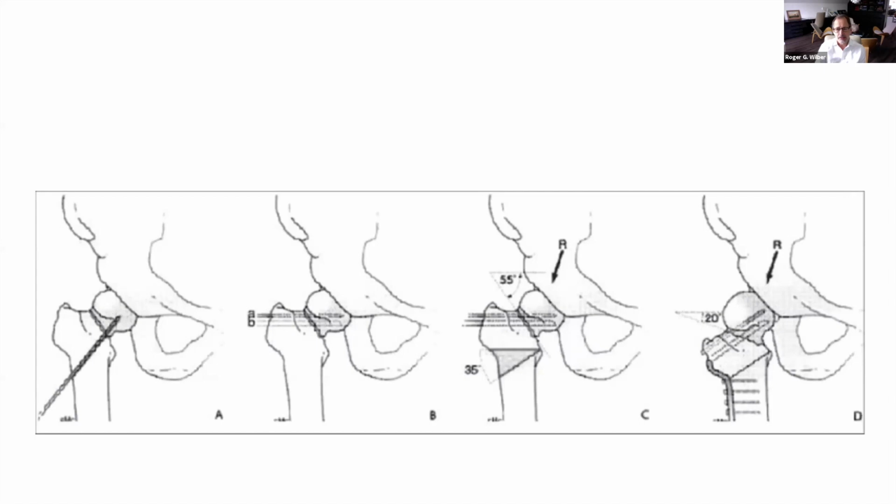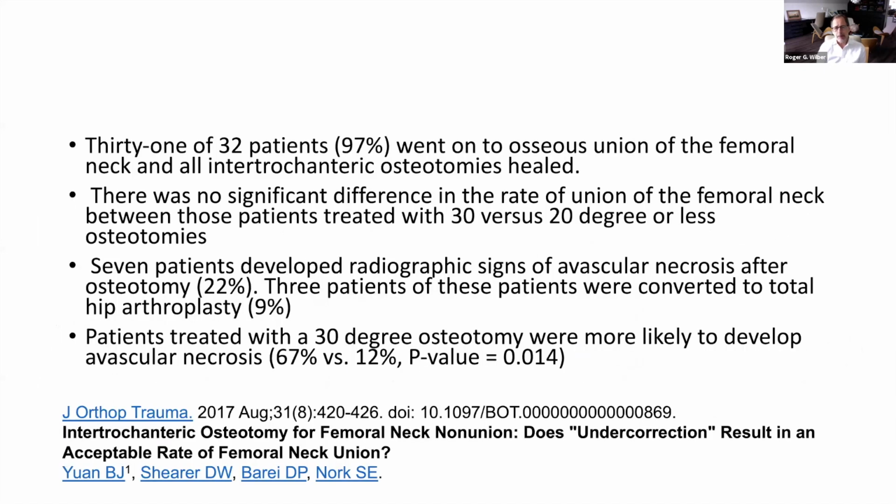A really valuable paper that helped us a few years ago came out from Yuan, Barei and Nork, because a lot of us had been trying to convert things back to a more normal-shaped proximal femur, so that we didn't have quite so much deformity. They presented in the Journal of Orthopaedic Trauma and looked at 32 patients, and said, what if you don't take a huge wedge out, what's the difference? The smaller wedges look like they healed just as well as the large 30 degree wedges.